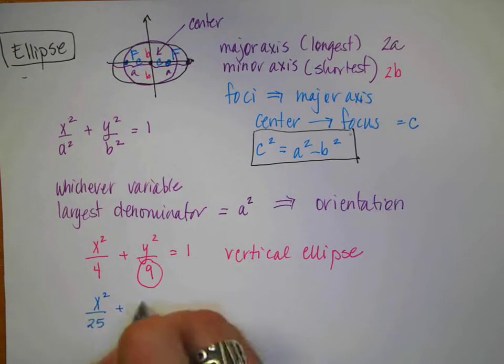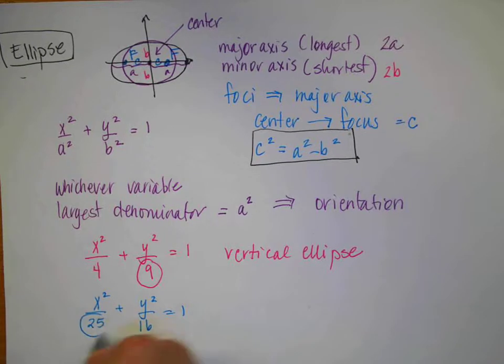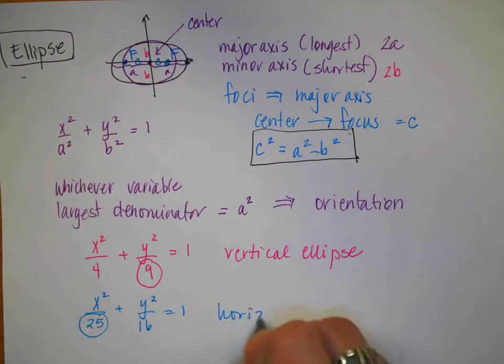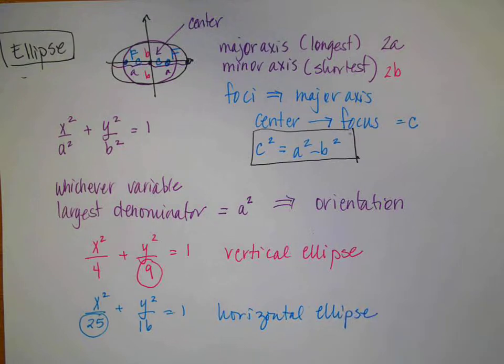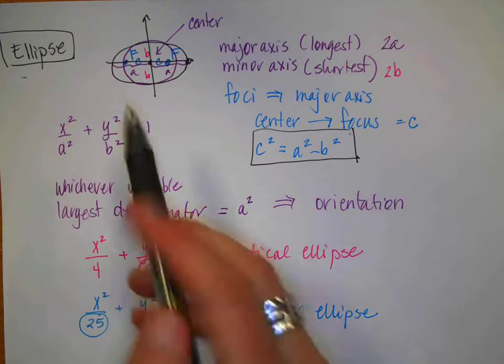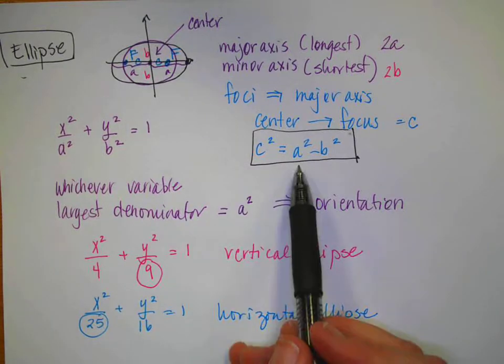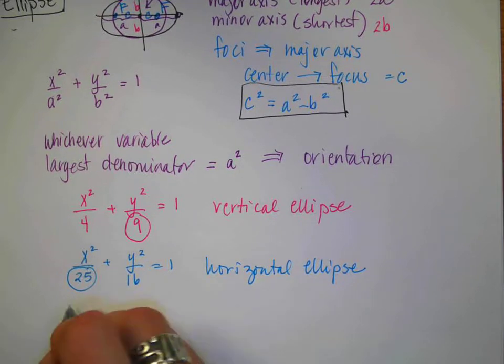On the other hand, let's say I have x squared over 25 plus y squared over 16 is equal to 1. The 25 is bigger. It's under the x, so therefore this would be a horizontal ellipse. So it's really not rocket science. It's actually fairly straightforward. Okay, and then I can determine the coordinates for my center, my foci, based on knowing all of this information. So just like with our other shapes, of course, we have to translate this.